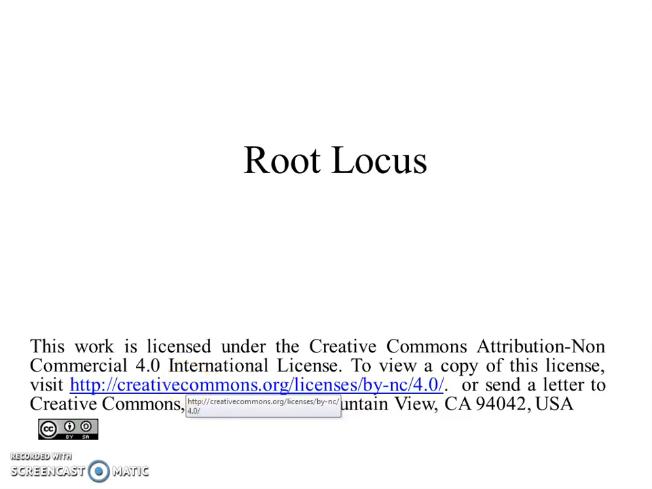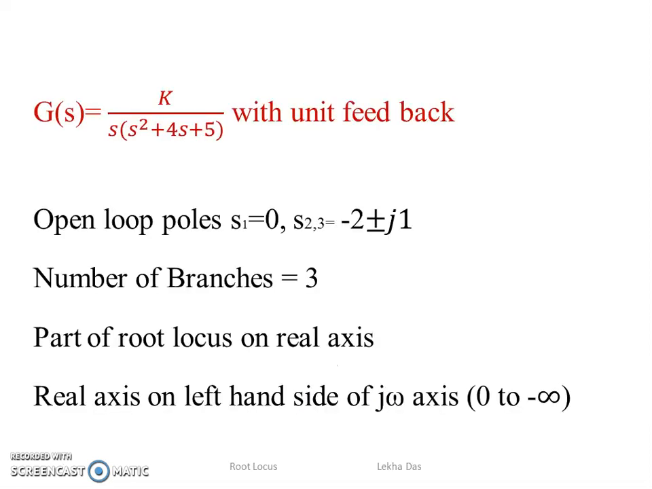Hi, we will see one complete example on Rootlocus. Take an example G(s) = K / (s(s² + 4s + 5)) with a unity feedback. So we will have three open loop poles, one at origin and the other two a pair of complex conjugate poles, that is -2 ± j1.